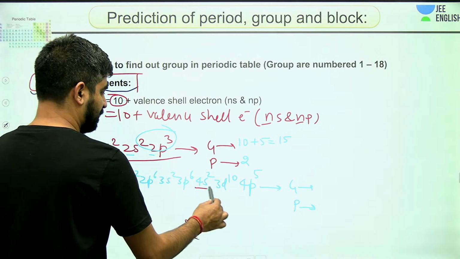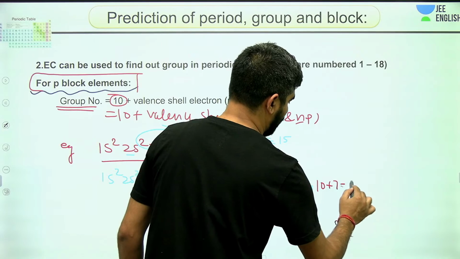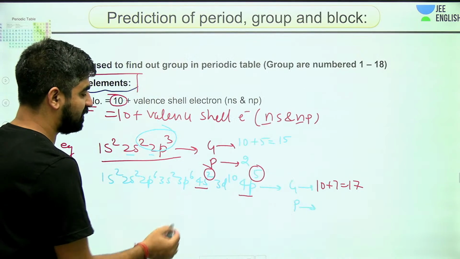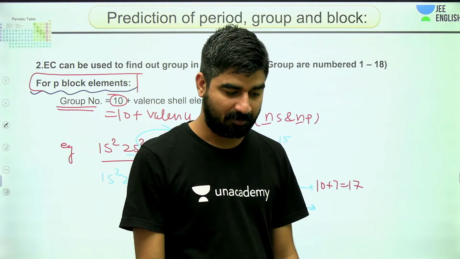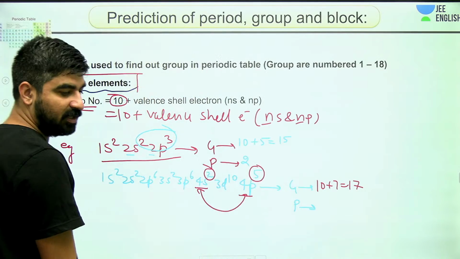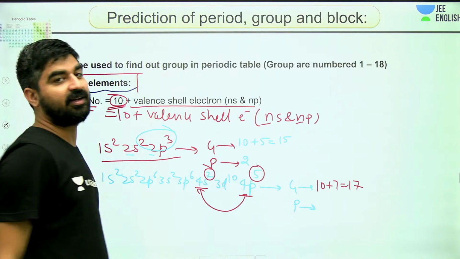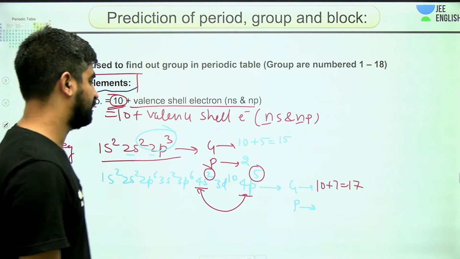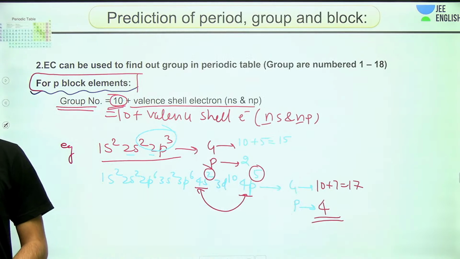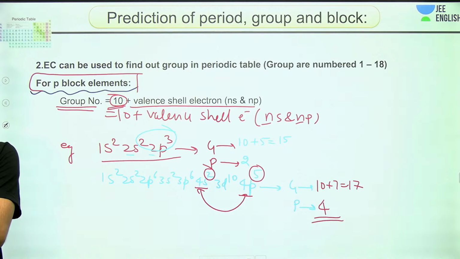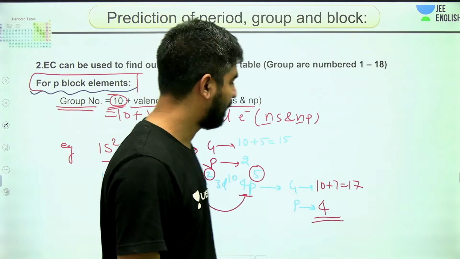So guys, we have ns and np. 7, 17. So you always have to take the valence electrons. Valence means the N will be maximum for them. So Nehanshu, it is not 7, it would be 17: 10 plus valence electrons, ns and np. And what is the period for it? It's 4, guys. Got it?